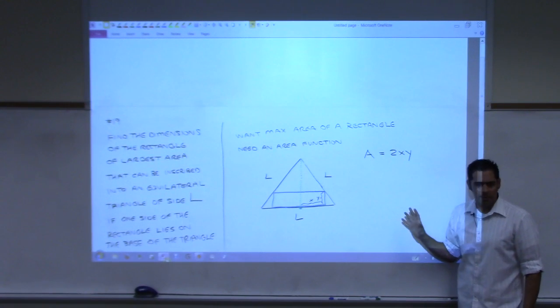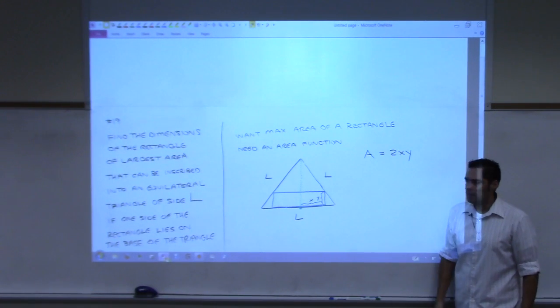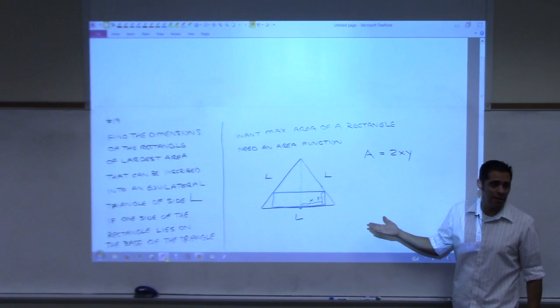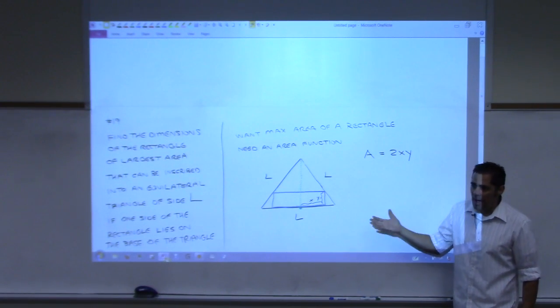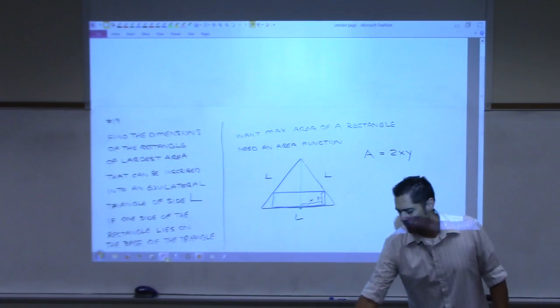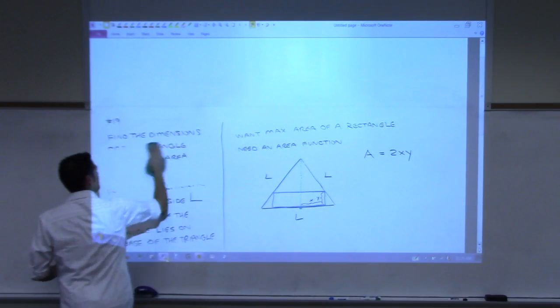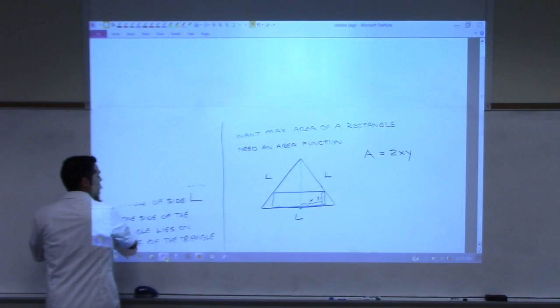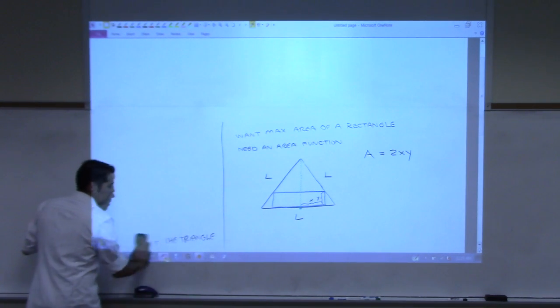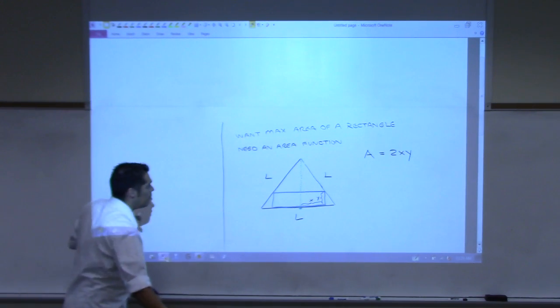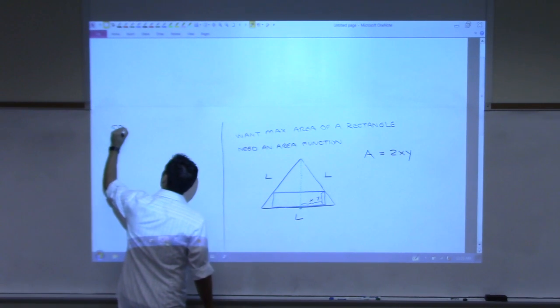So that means we have to come up with the constraint. And the constraint is obviously going to come from the triangle itself. But how? It's the hard part. And remember, L is a constant, right? L is a constant. So you are allowed to come up right now with this constraint.